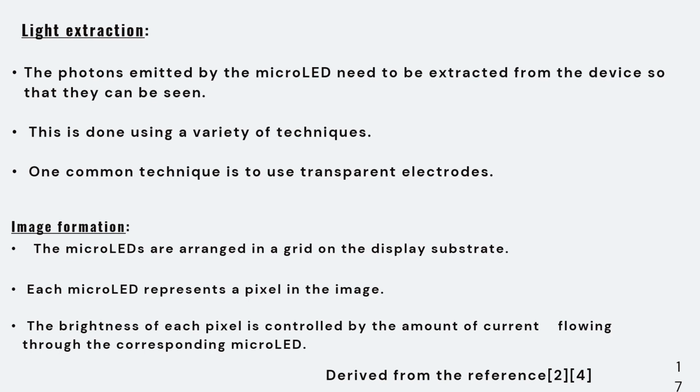In the case of light extraction, the photons emitted by the micro LED need to be extracted from the device so that they can be seen. This is done using a variety of techniques. One common technique is transparent electrodes, which allow the light to pass through them. Another technique is micro lenses, which focus the light emitted by the micro LED, making it brighter. And the last one is image formation. In image formation, the micro LEDs are arranged in a grid on the display substrate, and the brightness of each pixel is controlled by the amount of current flowing through the corresponding micro LED.